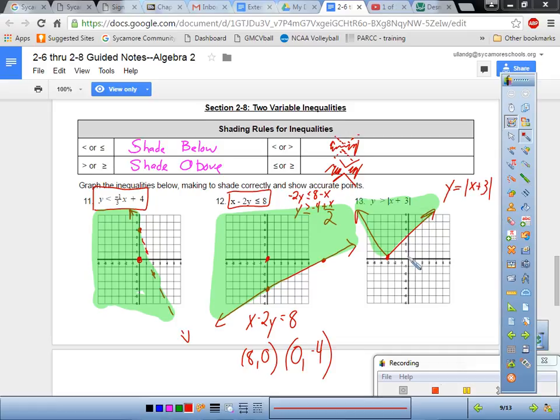Now this point 0, 0 should not work. Is 0 bigger than 0 plus 3? Is 0 bigger than 3? It is not. This point should work, the point 0 comma 5. Is 5 bigger than 0 plus 3? Yes, it is. And so that gives you a little bit of help on these guided notes. Hope that helps.